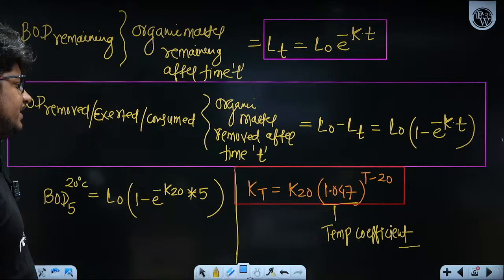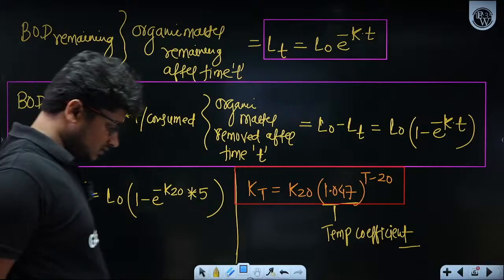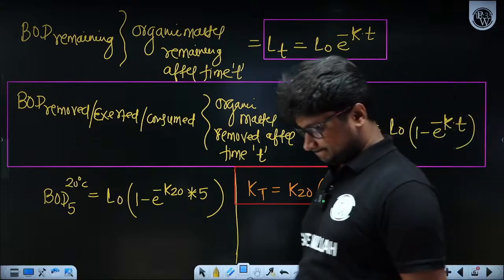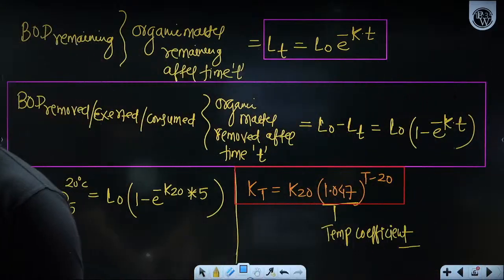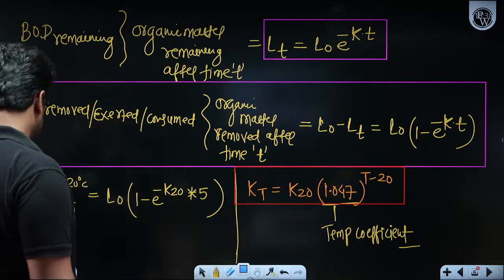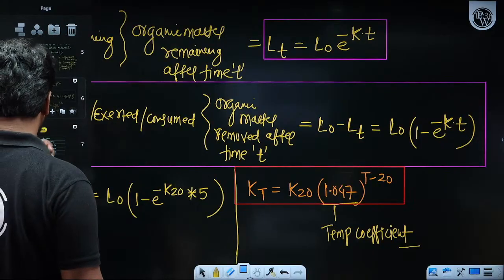KT is equal to K20 into 1.047 to the power T minus 20. So this is what the formula is. Clear to all of you? I don't think anybody will have any doubt in this. Now just to let you know whether you have understood this formula or not, I'm giving a small example to all of you.